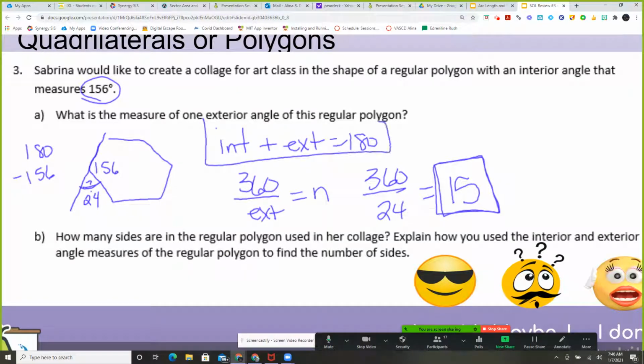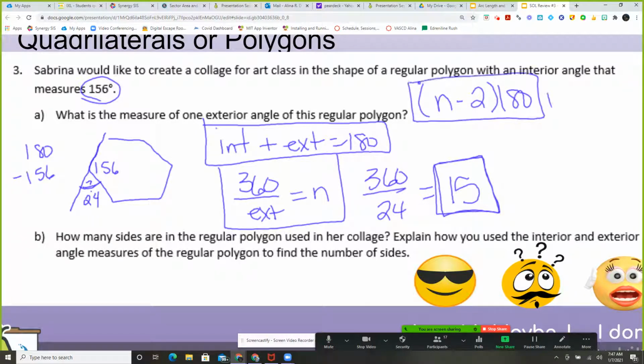So definitely a couple of things to remember. These are not on the formula sheet. You are just expected to remember them. They will come up in the SAT as well, so don't brain dump this information. You've got to know that n minus 2 times 180 for interior angles, and you've got to know interior plus exterior equals 180 and 360 divided by exterior equals n. All three of those are not going to go away at the end of the SOL. They will come back to you for the SAT, okay?